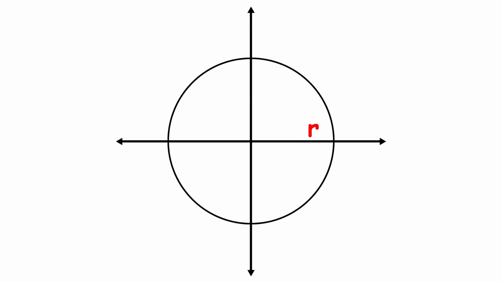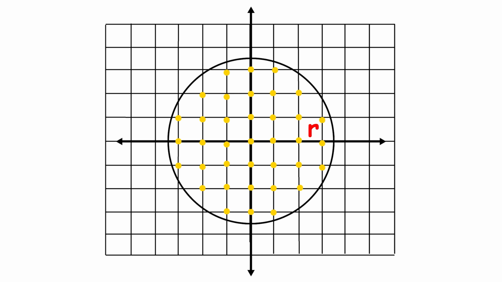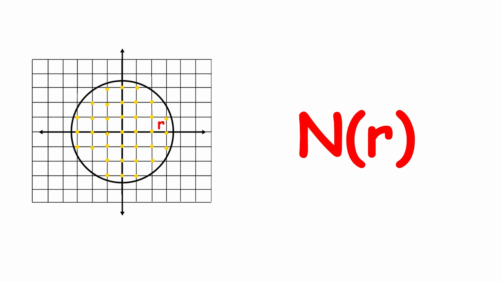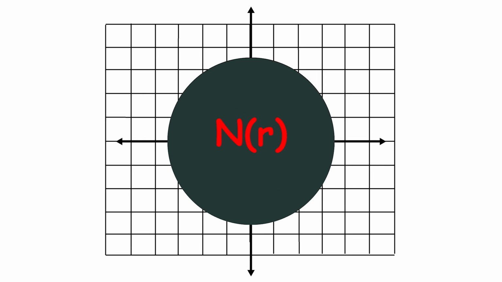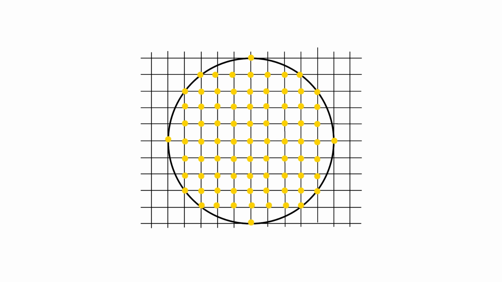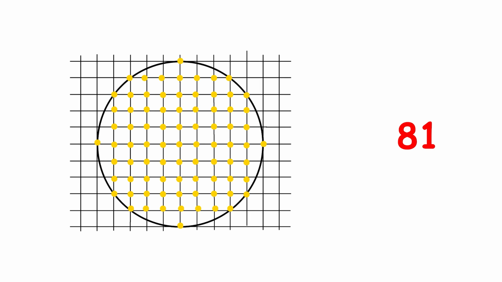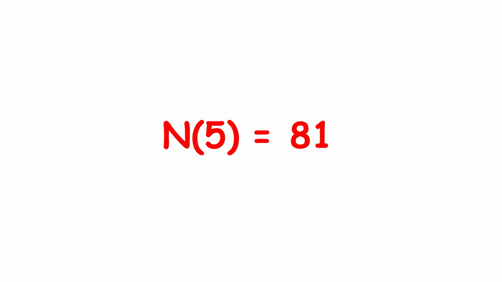For a given radius r, let's call the number of enclosed lattice points n of r. This number can be approximated by the area enclosed by the circle, which is given by a equals pi r squared, or a equals half tau r squared, if you prefer. For instance, a radius of 5 yields an enclosed area of about 78.54, whereas the number of enclosed lattice points is 81. In other words, n of 5 equals 81. This approximation gets better and better for larger values of r.